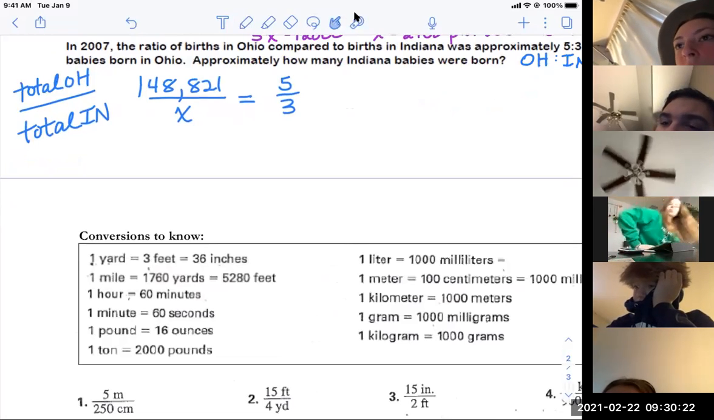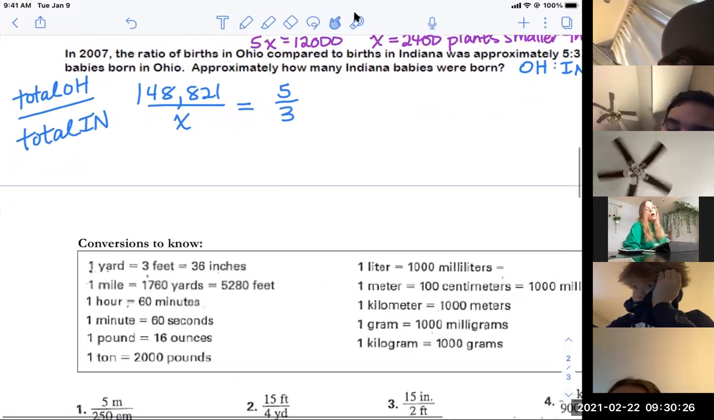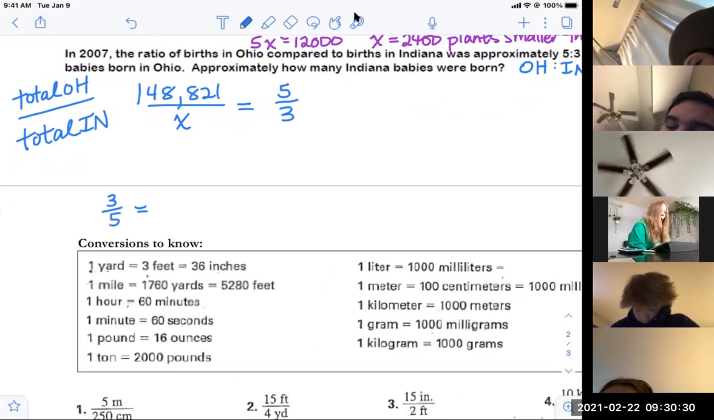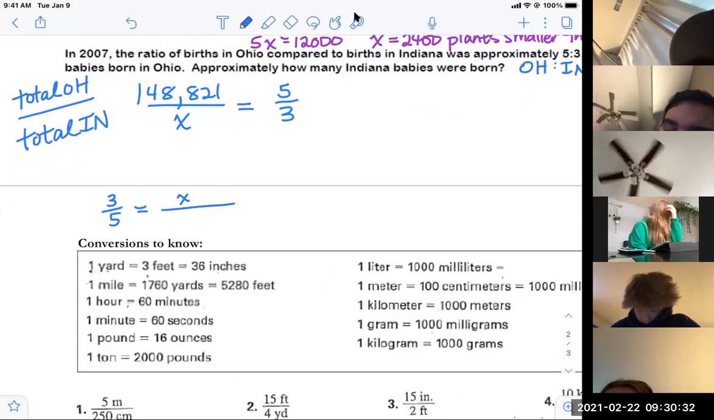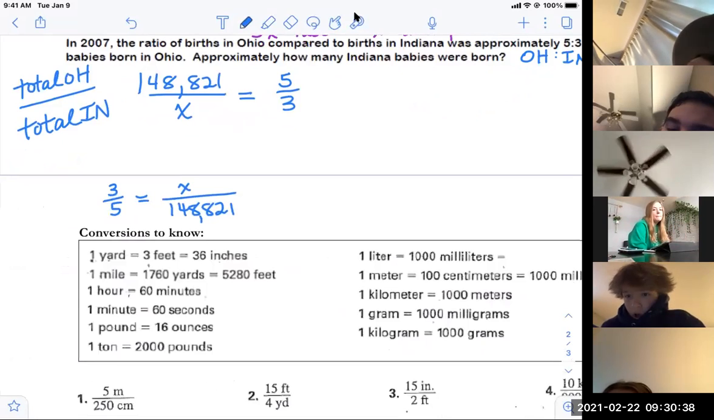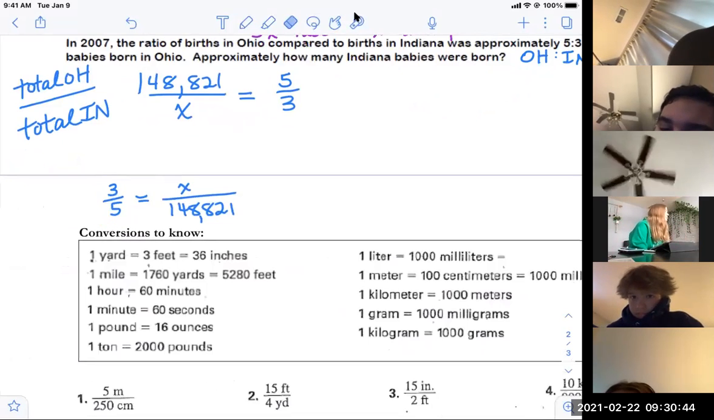Could you start with 5/3, or like 3/5 is equal to X over 148,821? Sure. So that would actually be comparing Indiana to Ohio on the left side, the sample, and on the right side, the total. Okay, how about one more proportion?